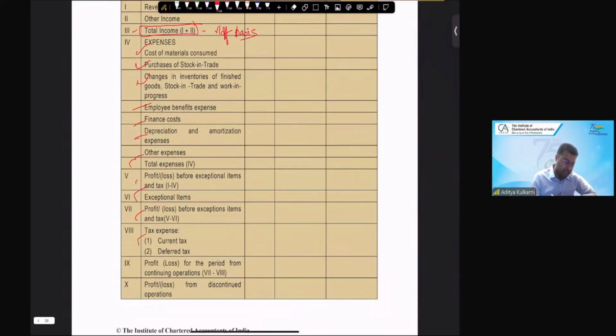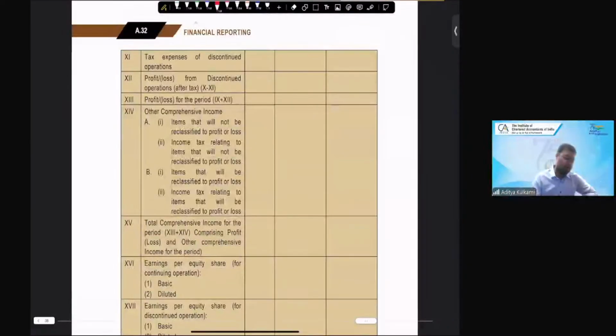Then you give the tax expense, P&L for the period from continuing operations, then P&L from discontinued operations, adjusted for tax to give you the net P&L from the discontinued operations. So the P&L for the period will be continuing plus discontinuing.